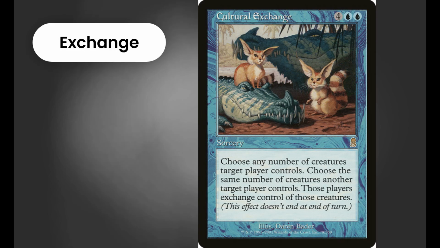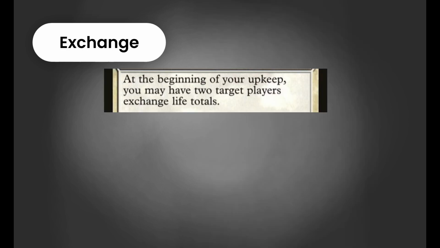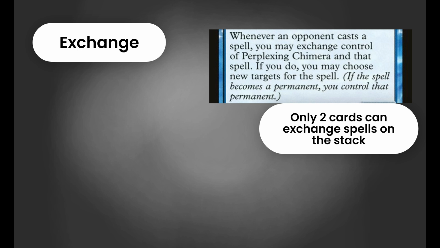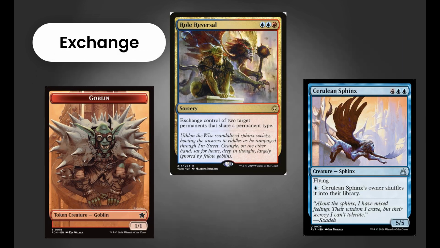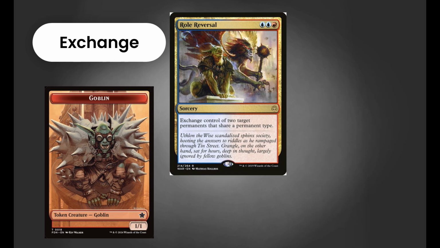Exchange is a moderately strange one. Simply put, it's a trade. Most commonly, it is an exchange of permanents, control of two things being swapped. On occasion, it can be something like a life total that gets exchanged, and in rare cases, spells on the stack or even every card in a certain zone. Don't worry about those though, they're not something to be concerned about. Both targets of an exchange do need to be viable targets though, and one half of the exchange disappearing will usually result in the exchange not happening.